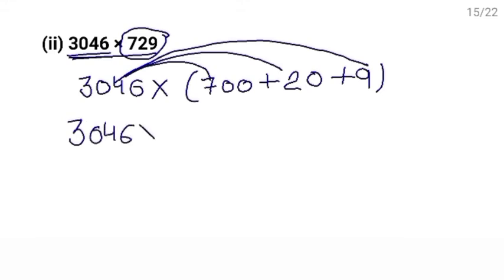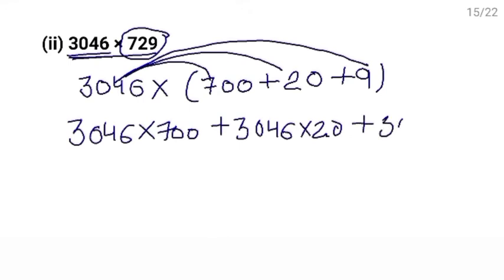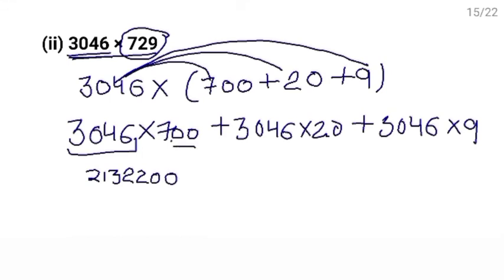3046 will be multiplied by 700 plus 3046 will be multiplied by 20 plus 3046 will be multiplied by 9. Multiply this 3046 by 7. What do you get? You get 21,322. How many zeros were there? 2. So put 2 zeros.